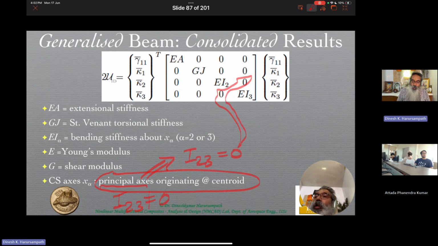So there we introduced, instead of these here, remember, these are 1D strains. One minute, one minute, I'll come to you.